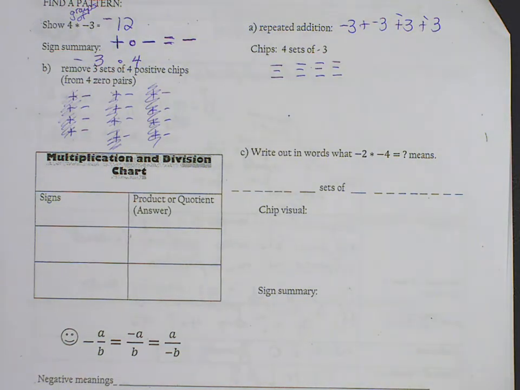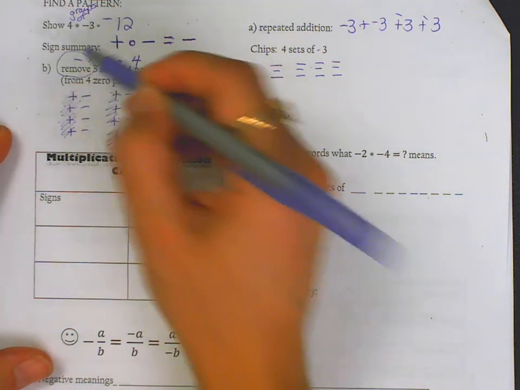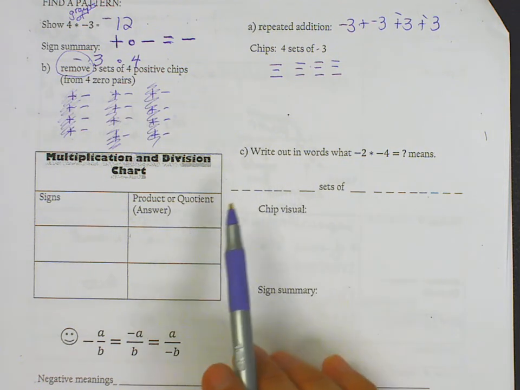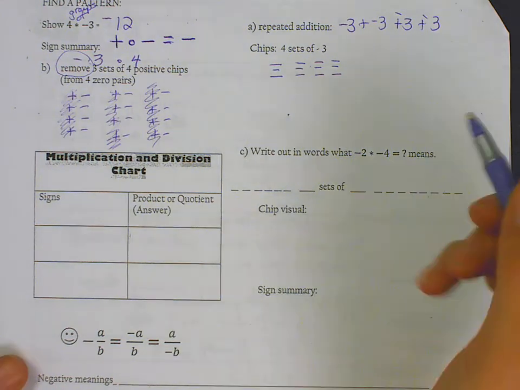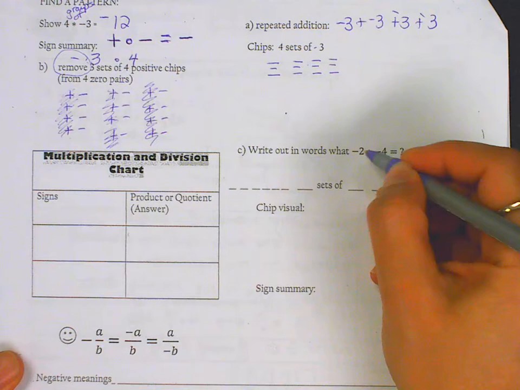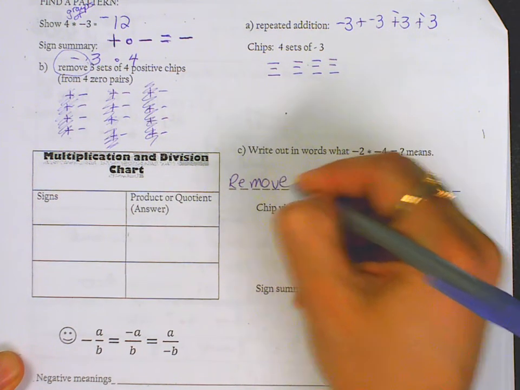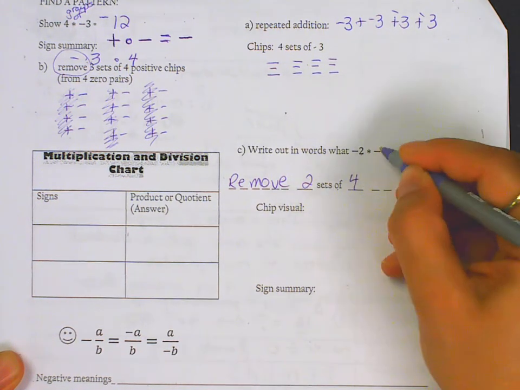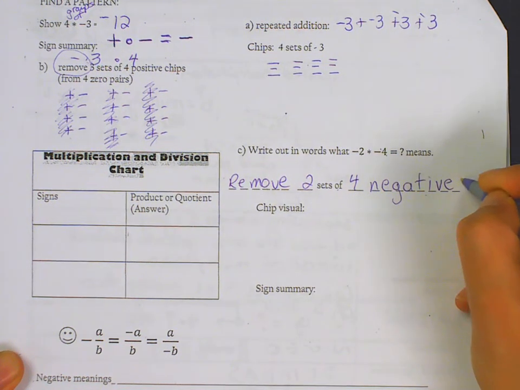All right, so I went over an important word here. Removing is a negative. So if I wanted to write this out in words, because we're going to have to do word problems. Right now I'm not dealing with real life stuff, but we will. We have a takeaway 2 here, so we're going to remove 2 sets of 4 negatives. This would be an easier way for you to think of it.